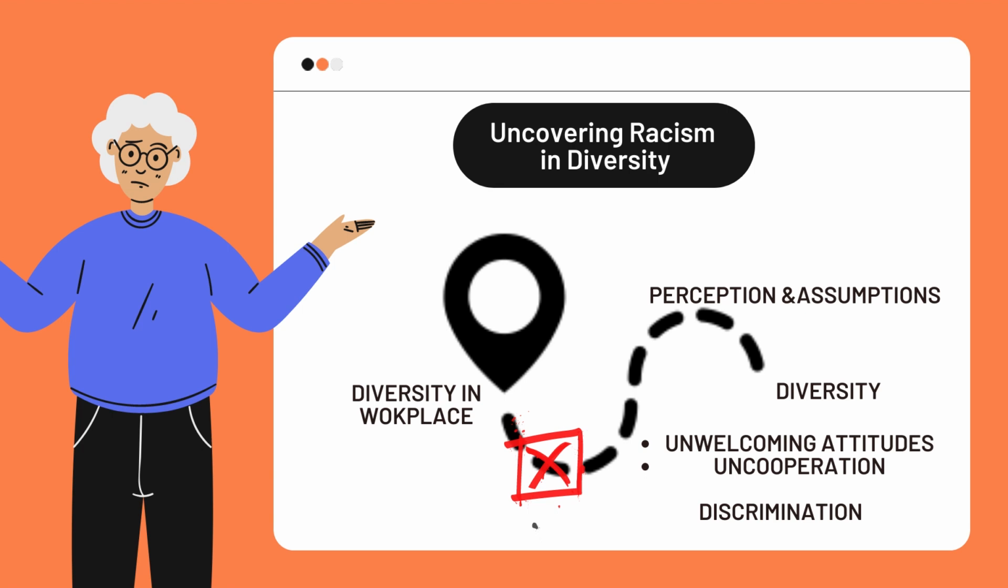For better discussion of this, I have created a simple illustration. You can see in the illustration that our final destination is diversity in the workplace. And we started with diversity as an individual, as a person. But throughout the way, there are assumptions and perceptions of a certain race that result in an unwelcoming attitude and lack of cooperation from some employees, and that would be a hindrance for us to get to our dream goal of diversity in the workplace.